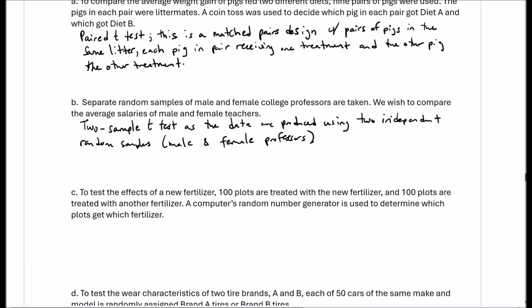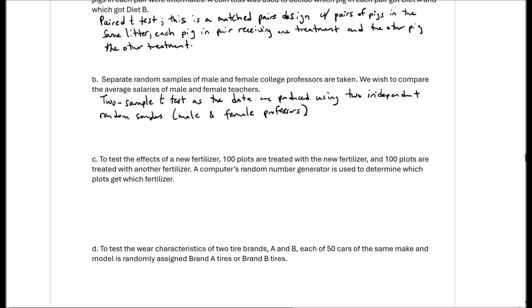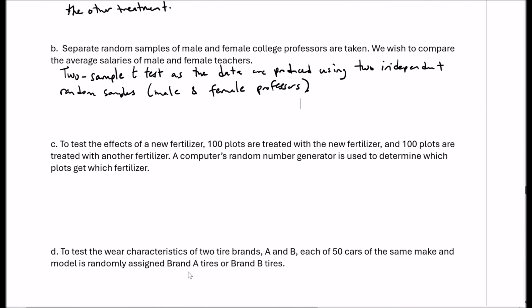All right, and then part C, it says to test effects of a new fertilizer, 100 plots are treated with the new fertilizer, and 100 plots are treated with another fertilizer. A computer's random number generator is used to determine which plots get which fertilizer. So these are 2 different independent plots, right? 1 with new fertilizer, 1 with another fertilizer. These are different plots of land receiving the different fertilizers. So this is going to be 2 samples, okay? We have a 2 sample t-test.